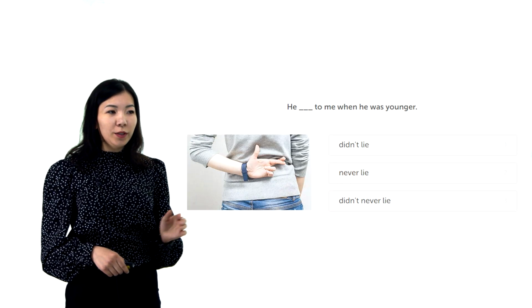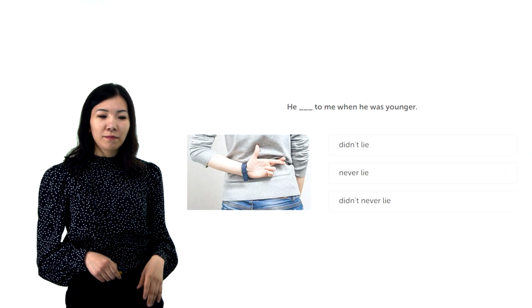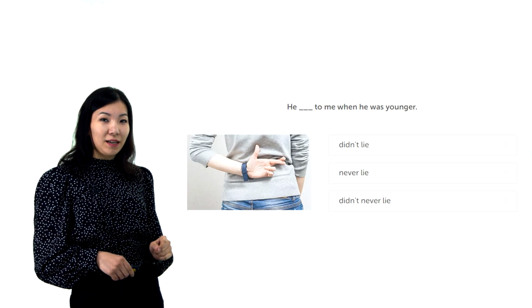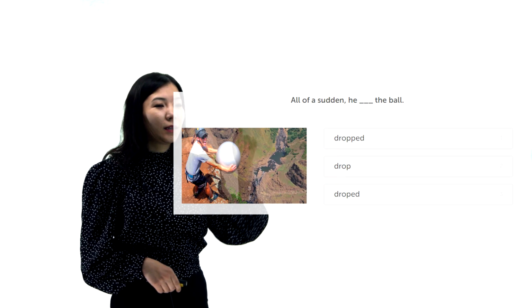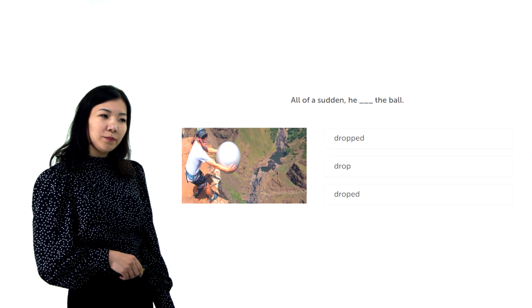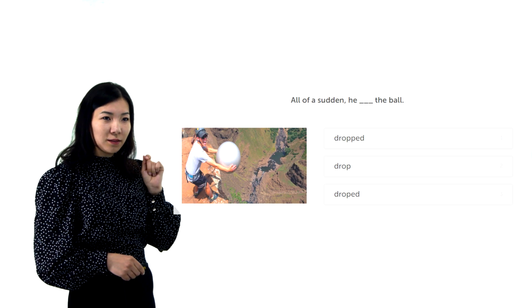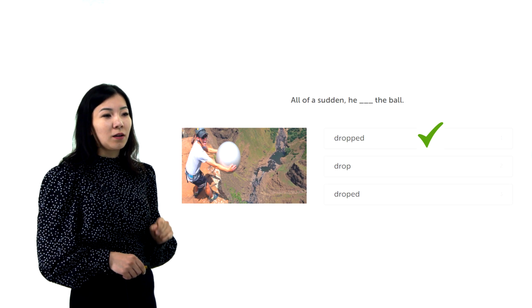All right, next one. He to me when he was younger. Didn't lie, never lie, or didn't never lie. So right, correct actually: he didn't lie to me when he was younger. Next one. All of a sudden, he dropped the ball. Yeah. So you see here, we double the consonant.